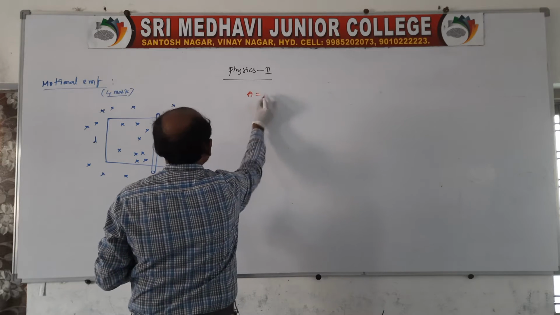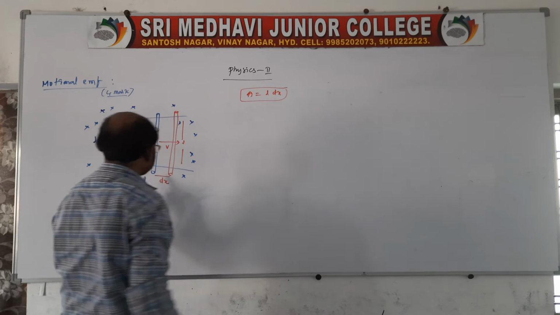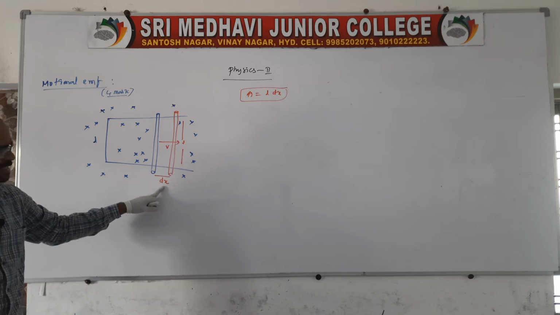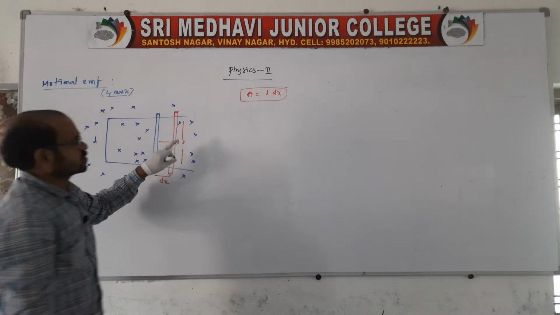Before that, the area of the coil is nothing but L into dx. Length into breadth, because the rod or wire is moved through a distance dx, so the breadth is dx and the length is L. So the area will be like this.